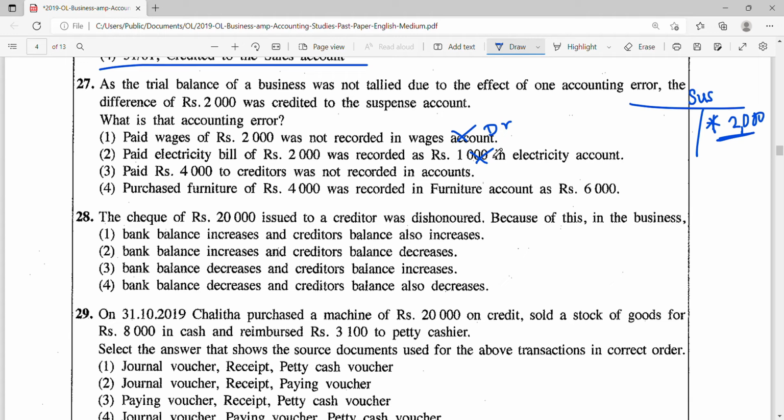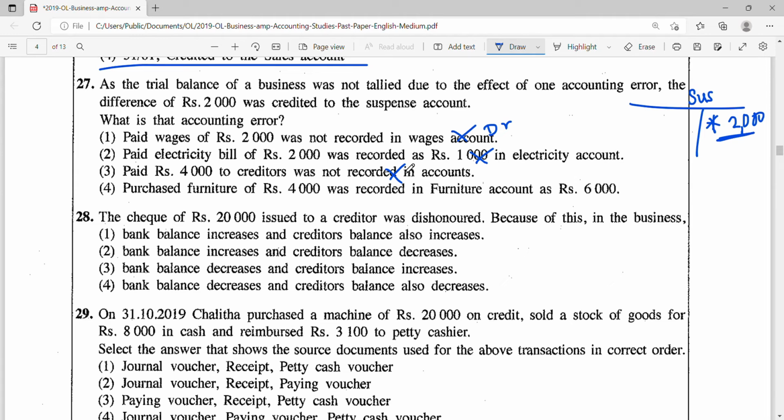Third one, paid rupees 4,000 to creditors was not recorded in accounts. They have paid creditors and it's not in the accounts. Now if this entire transaction is not in the accounts, then it won't be an error causing it to come into suspense. So third one is also incorrect.